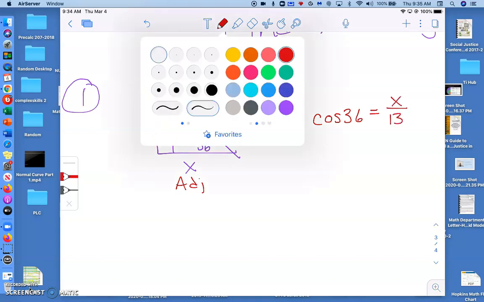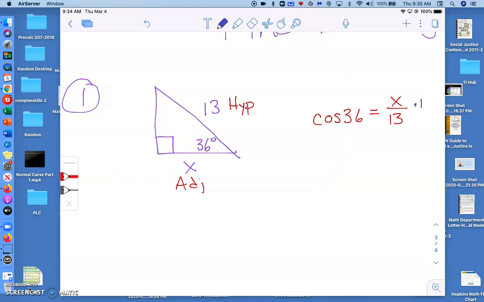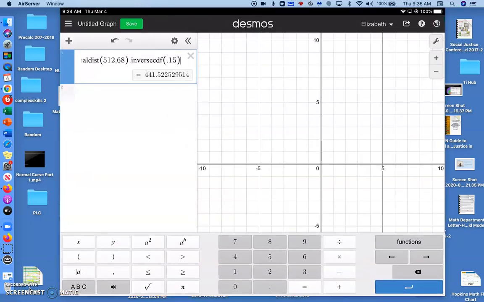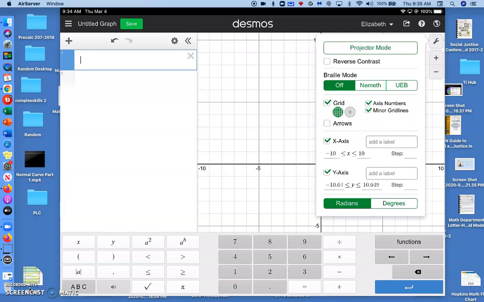And then how do we solve for x? We'd say times 13 times 13. So 13 times the cosine of 36 equals x. And then you need a calculator to type this in. One thing on Desmos is you want to make sure you're in degrees. If you hit that little wrench key, it automatically is in something called radians. And that's kind of like how we measure temperature in Fahrenheit and Celsius. There's different ways to measure angles.